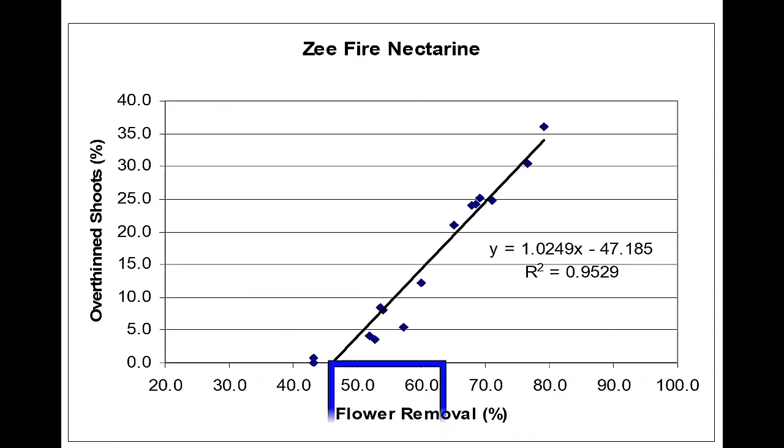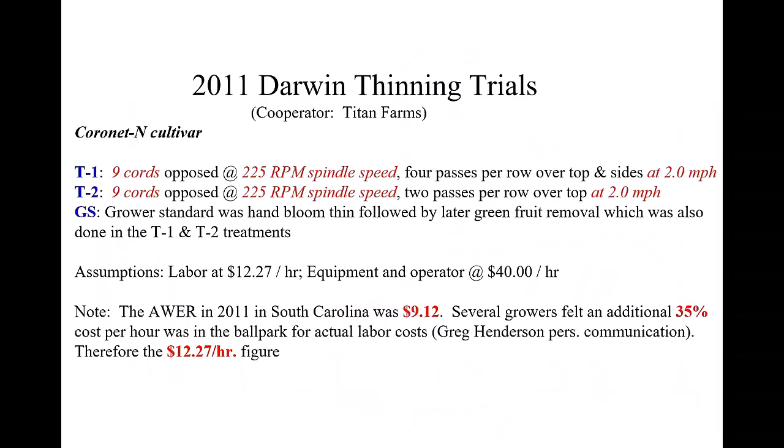Flower removal, once again, the more you remove, the more likely you're going to strip shoots totally. So you don't want any naked shoots that have no fruit. What we found, if you shoot for 50% flower removal, you'll usually have less than 5% of your shoots with no flowers at all. So you've got to keep that in mind when you're working with that.